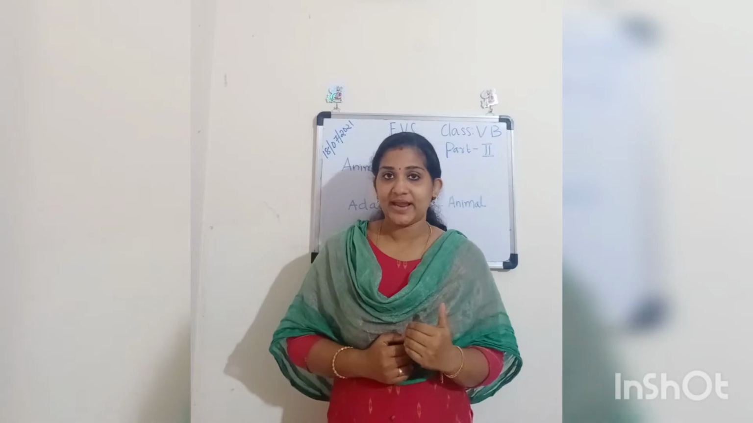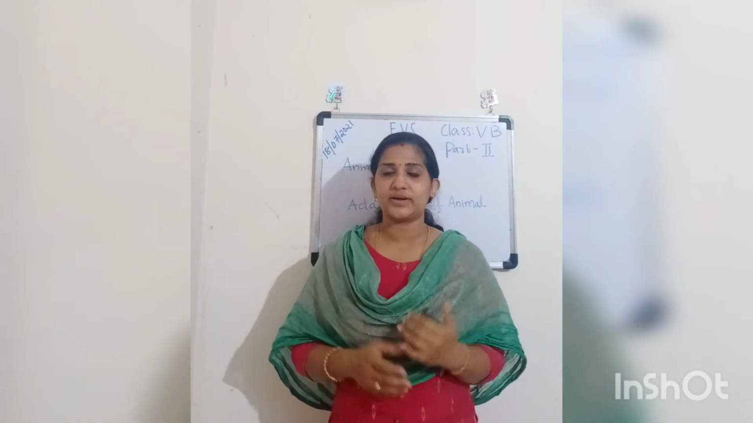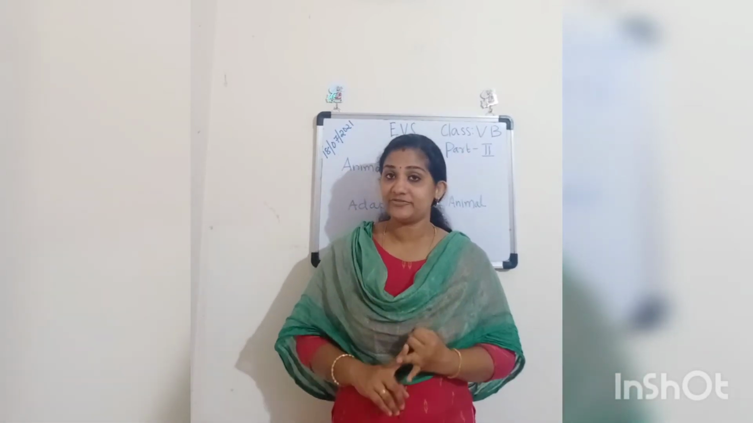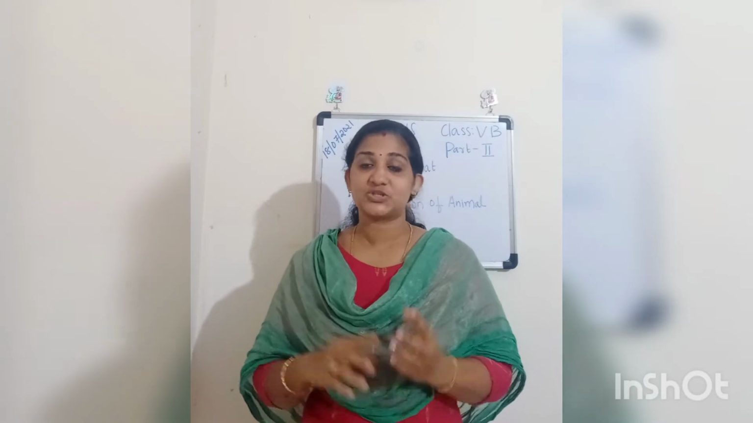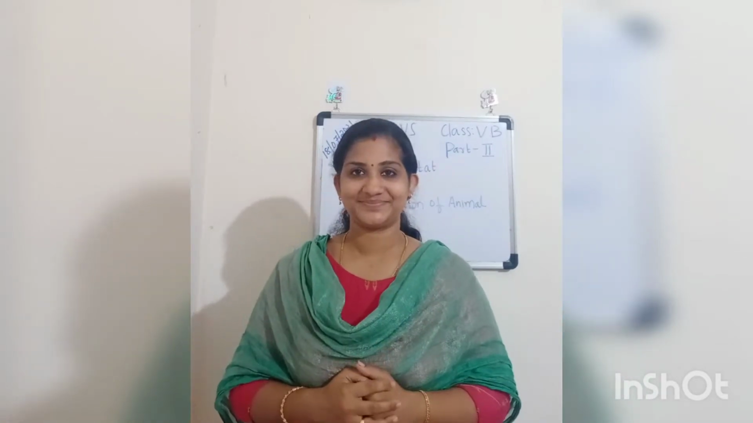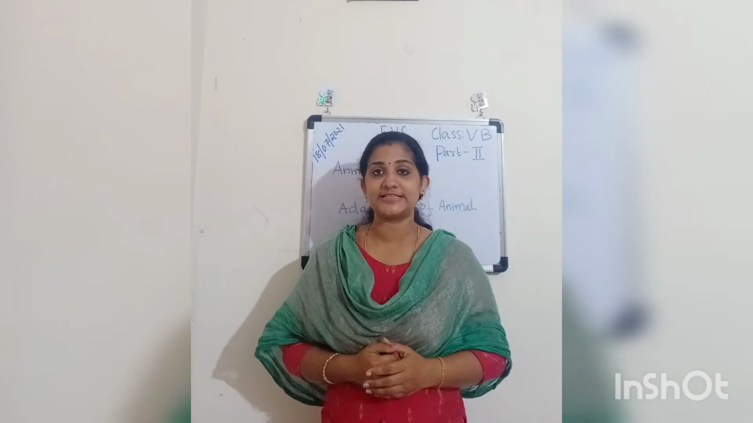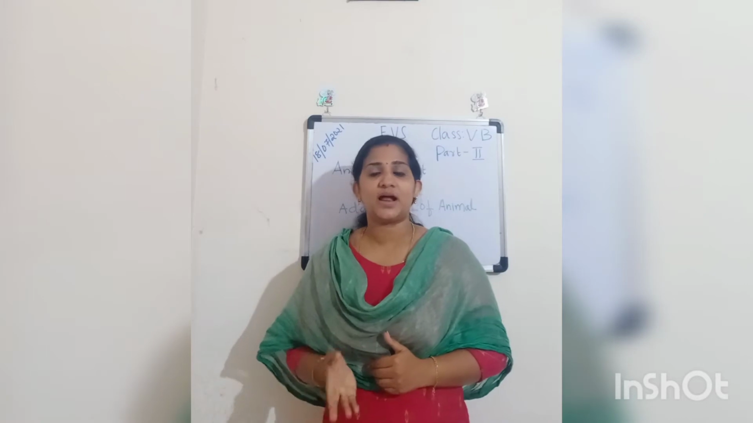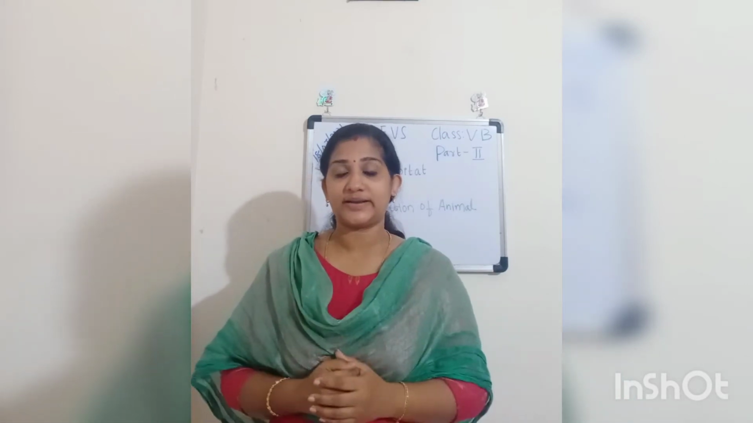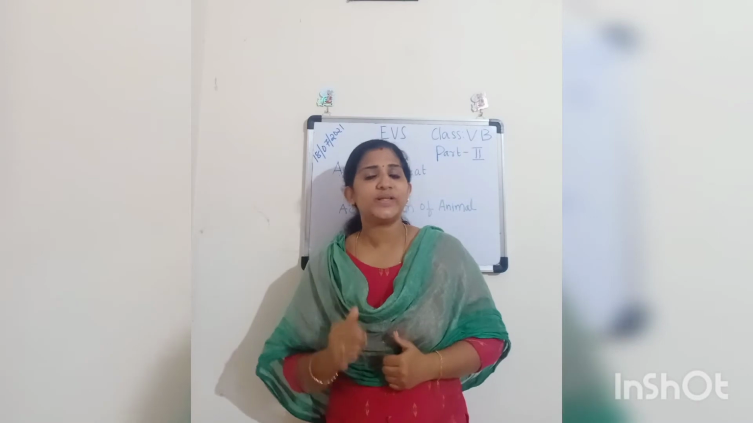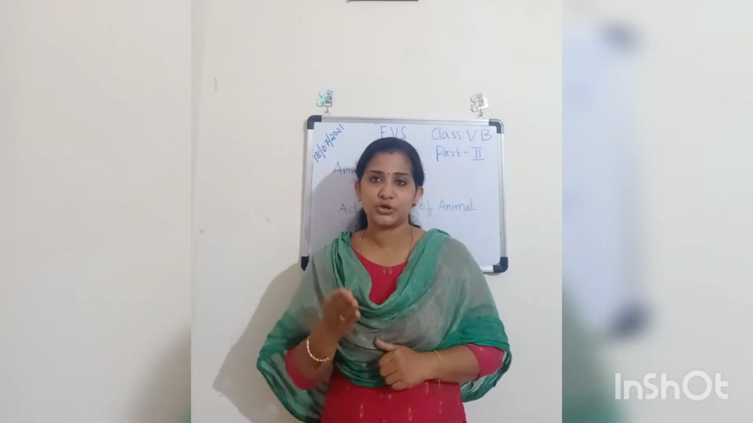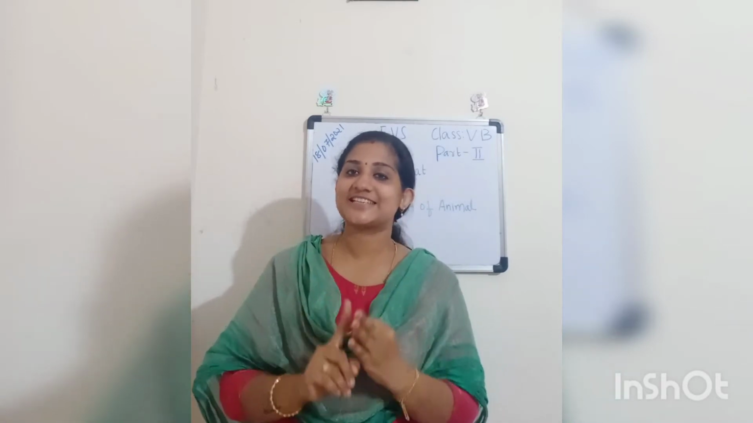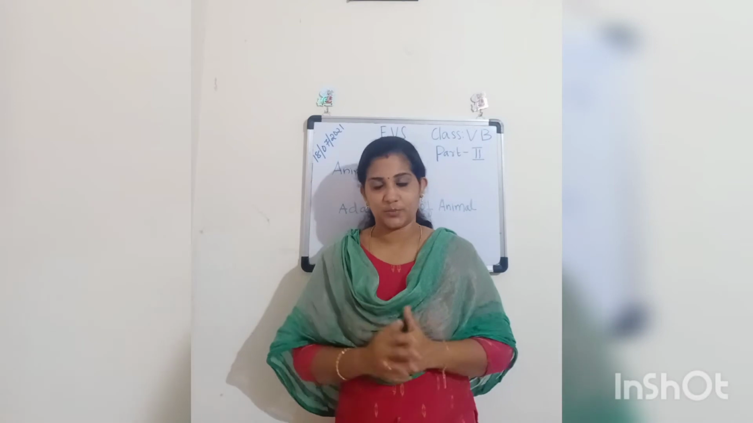So today, we are going to discuss adaptation of animals such as breathing organ, organ for movement and migration. So let's move on to our topic. You know children, all living organisms breathe in oxygen and breathe out carbon dioxide. There are different types of breathing organs for different animals. Which are the different types of breathing organs? Do you know? Very good. Lungs, gills, skin.